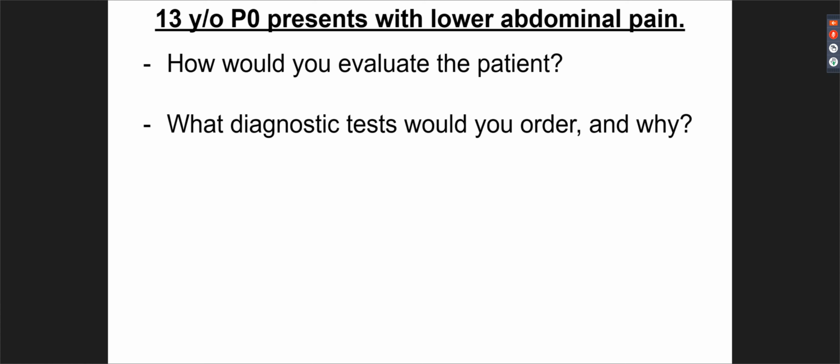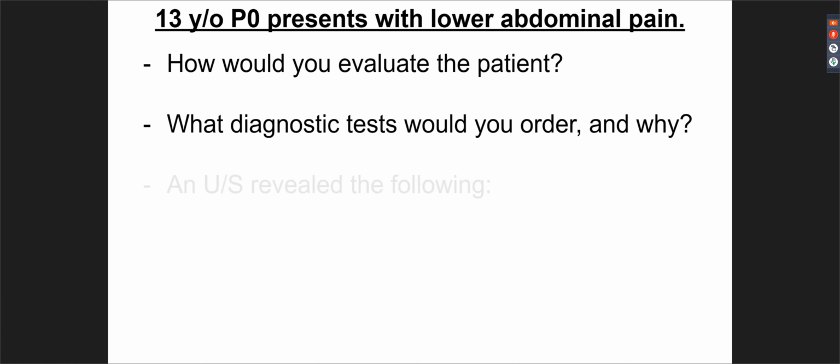So then I will do a pelvic sonogram. If she's sexually active, it should be transvaginal. But if she is not, then transabdominal.